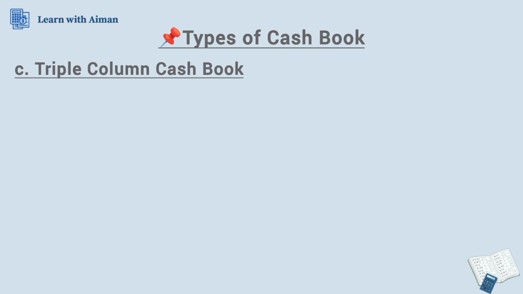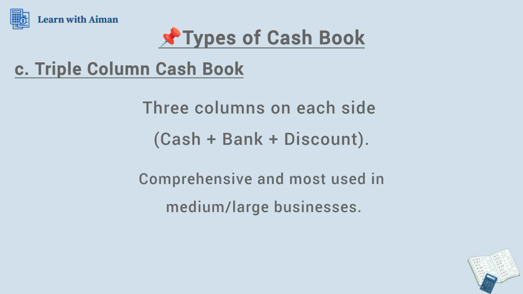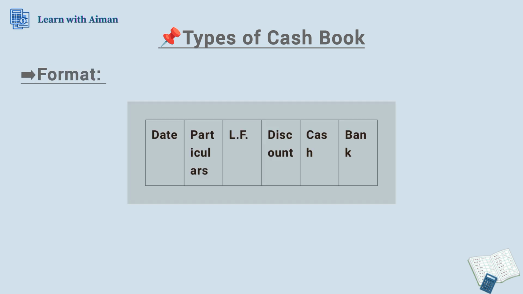Triple column cash book: this type of cash book has three columns on each side, number one of cash, then bank, and then discount. It is more comprehensive and most used in medium and large businesses. Format: we have the following columns: date, particulars, ledger folio, then discount, then cash, and then bank.